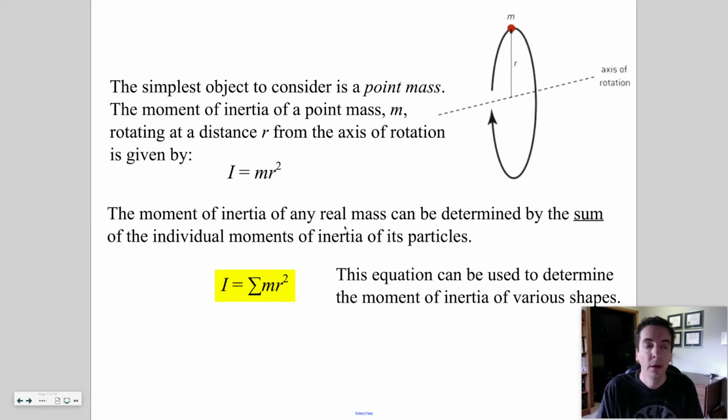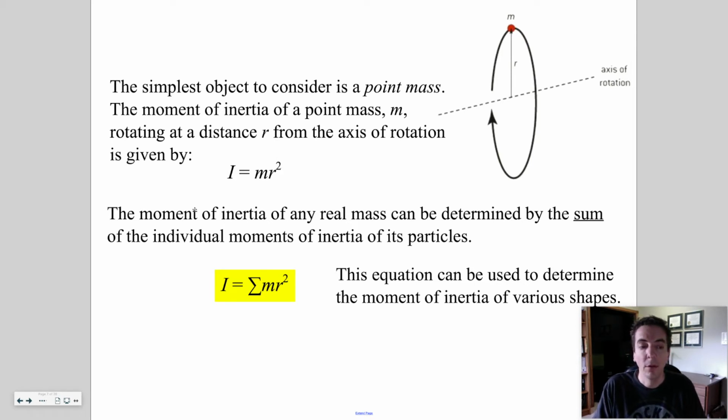Okay, so the simplest object to consider if you're talking about moment of inertia is a point mass. So what if you've got mass m going around and around in a circle, like say a ball on a string or something like that? The moment of inertia of a point mass m rotating at a distance r from the axis of rotation, moment of inertia symbolized by I, is m times r squared.